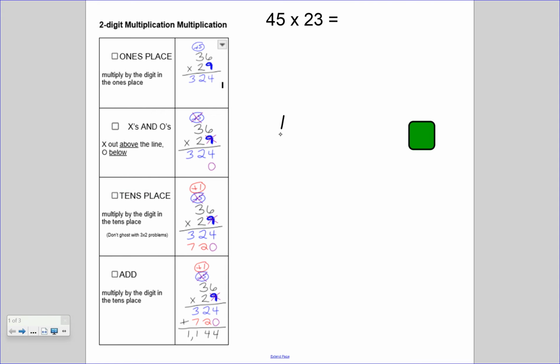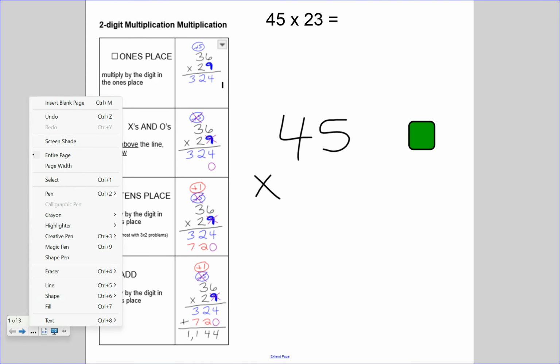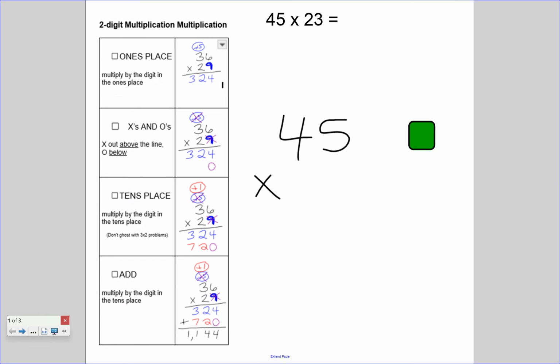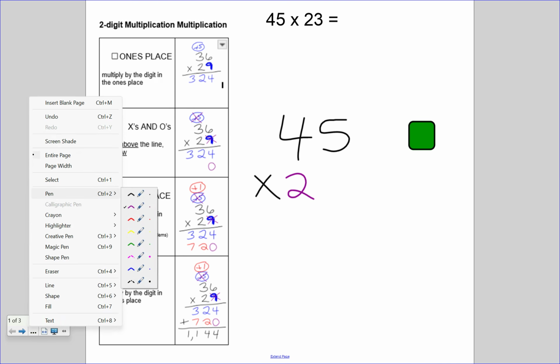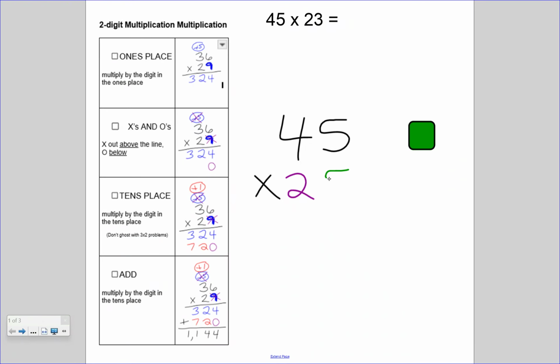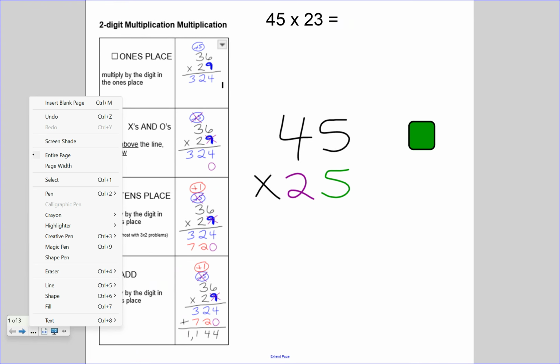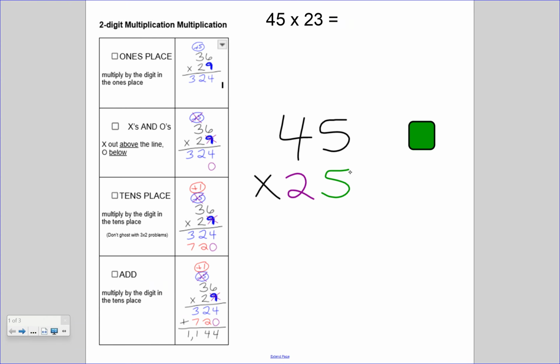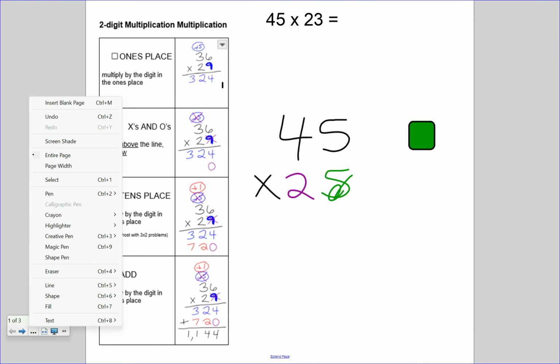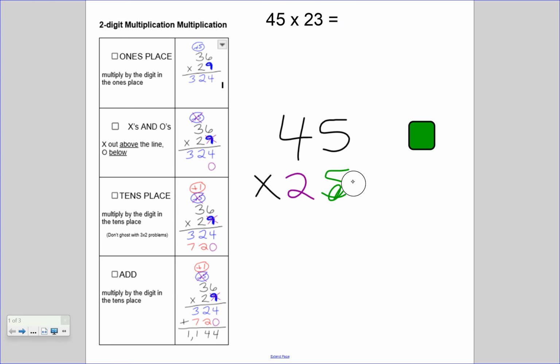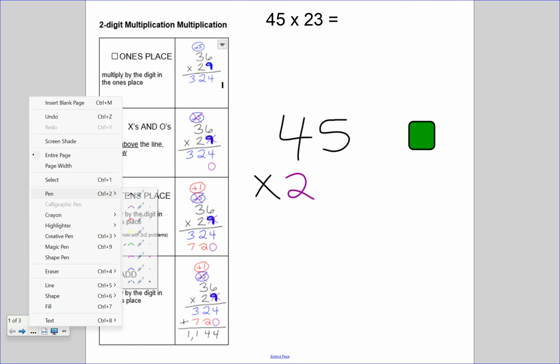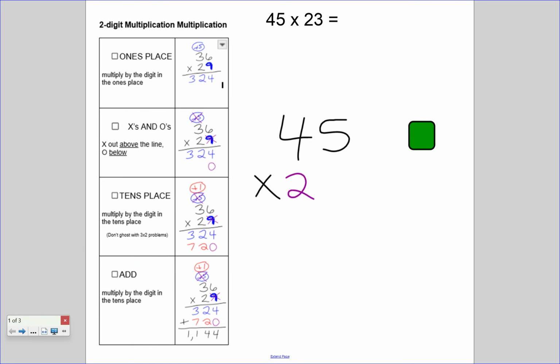So I'm going to go ahead and copy the problem down. I'm going to write nice and big. I'm going to add my multiplication sign. And I'm actually going to do the 20 and the 3 in different colors because I want you to understand that we are doing the steps. I don't want to use green. I want to use blue for that. All right. And I think I'm ready to rock.